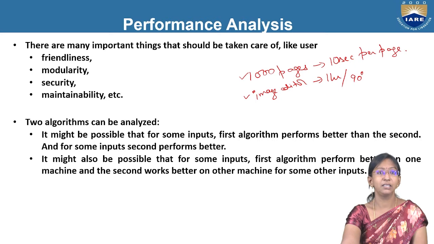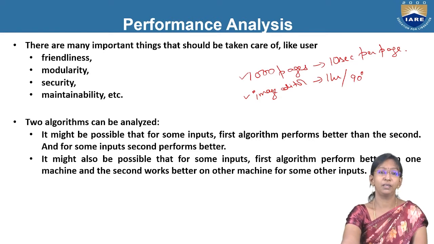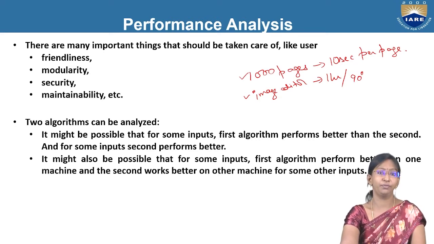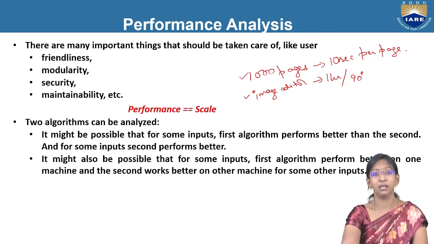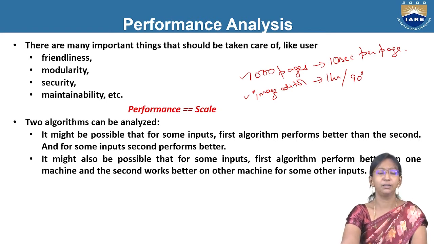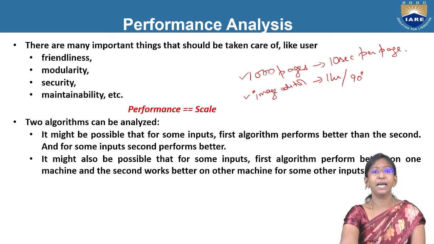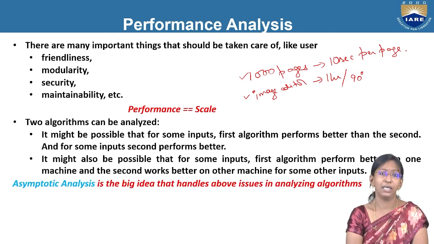So I can clearly say that whatever parameters influence the performance of an algorithm is nothing but the scale of that algorithm. Simply, performance is nothing but the scale on which I am going to evaluate whether the algorithm is working better or not. And coming to performance analysis, I can do it using asymptotic analysis.